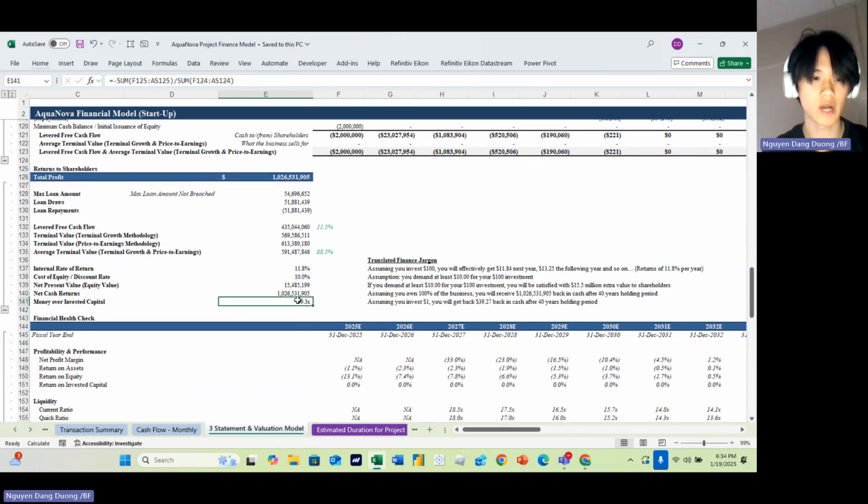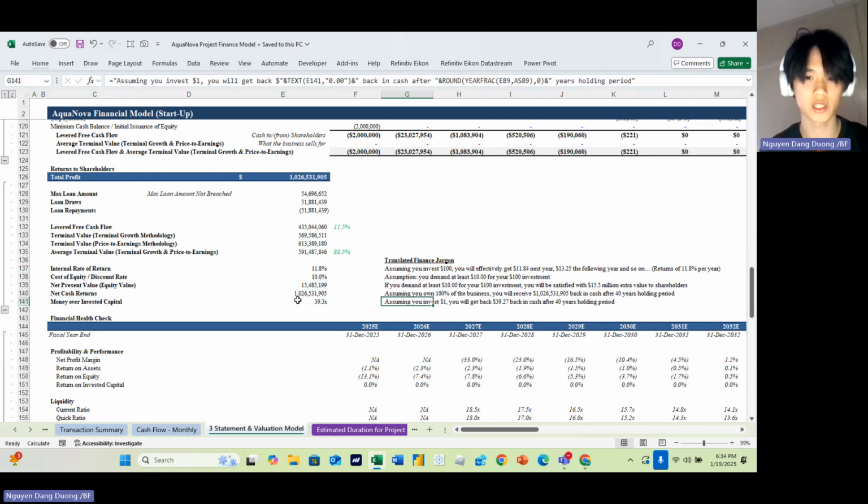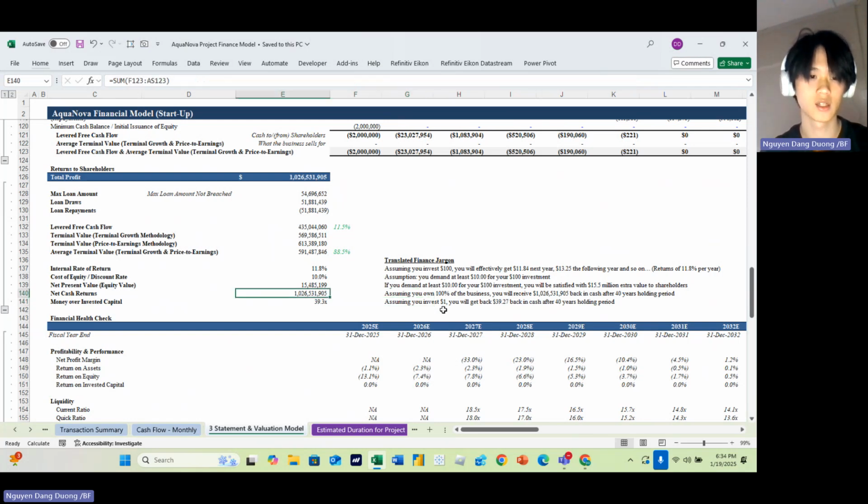And from here, we have all our returns to shareholder metrics like money over invested capital and the translated financial jargon right here. Like assuming you invest $1, you get back $39, and yeah.